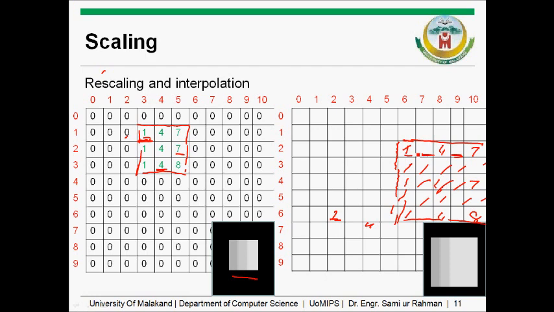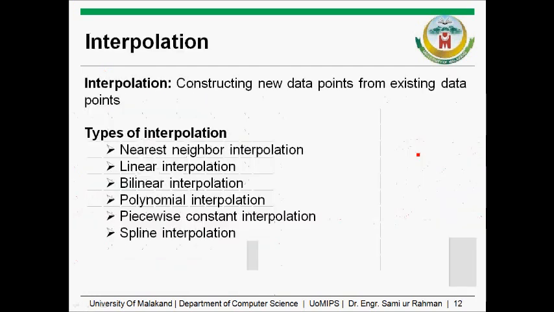Okay, and this is interpolation: constructing new data points from existing data points. We have existing data points and we want to create new data points based on these existing data points. There are different types of interpolation. One is nearest neighbor interpolation, where you consider the nearest pixel to an empty pixel and replace the value by that pixel.